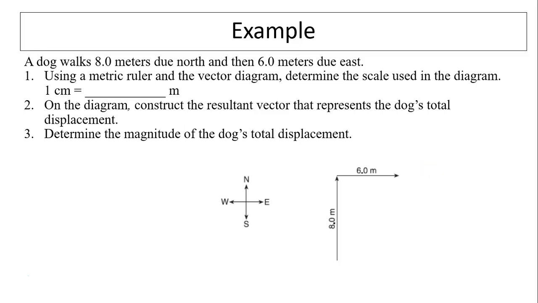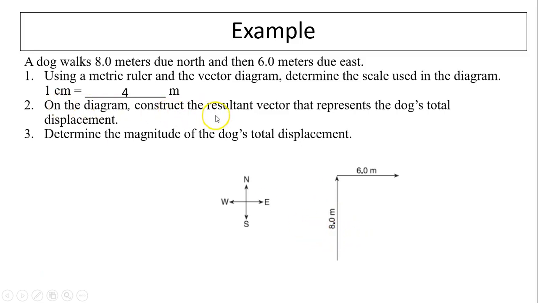An example: a dog walks 8 meters due north and 6 meters due east, like I'm showing you in the diagram. Now you have to use a metric ruler and the vector diagram to determine the scale used in the diagram. If I use a ruler here, which I did, I get 1 centimeter equals 4 meters. According to my ruler, this is 2 centimeters, so 2 centimeters is 8 meters.